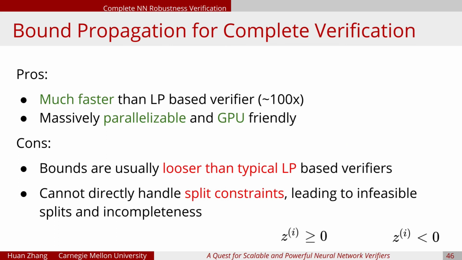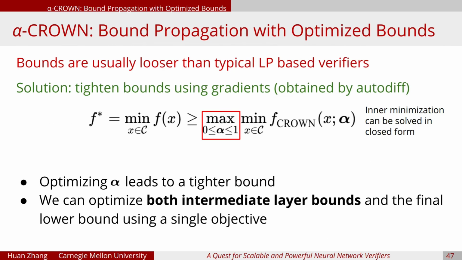So our approach involves combining branch and bound with a fast and GPU-accelerated incomplete verifier based on bound propagation. The pro is, of course, that it is much faster than LP-based verifiers, and we can do this on GPU. The cons are that the bounds are usually much looser than a typical linear programming-based verifier, and in this bound propagation process, we cannot handle these split constraints like z greater than 0 or z less than 0 directly. This can lead to infeasible splits and incompleteness, which is not desirable. So to solve the two challenges, first we proposed alpha-CROWN, which is an extension of CROWN, where we optimize the lower bounds of the ReLU relaxation.